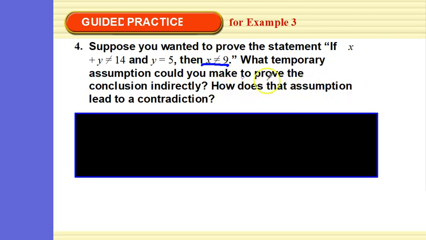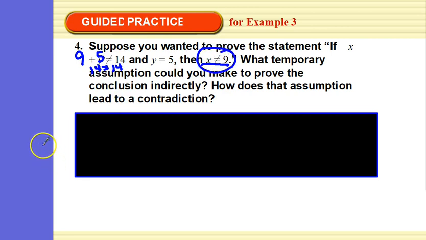So then how would this assumption lead to a contradiction? So if we assume that x equals 9, then x plus y cannot equal 14, right? And y equals 5. Well, if y equals 5 and x equals 9, 9 plus 5 is 14. 14 does equal 14. So it says that can't be true, right? If x is 9, this doesn't work. Therefore, x cannot equal 9.